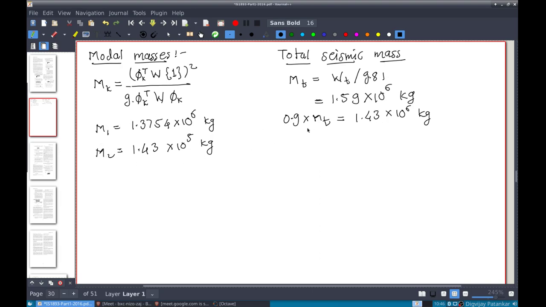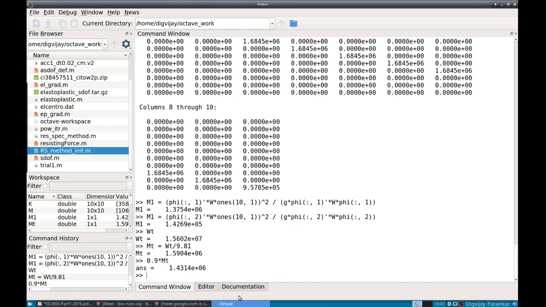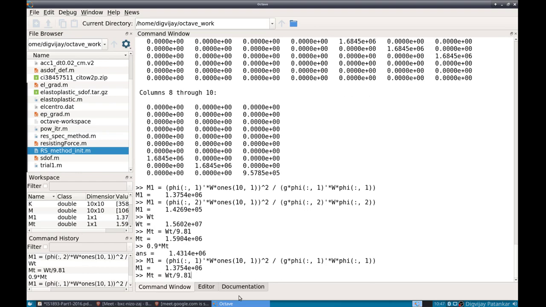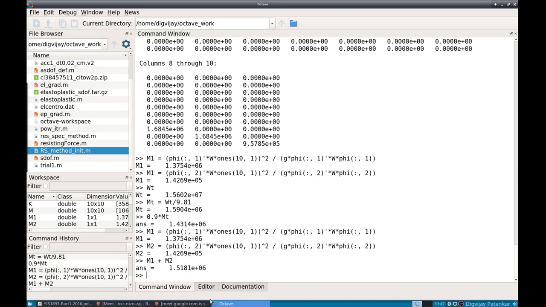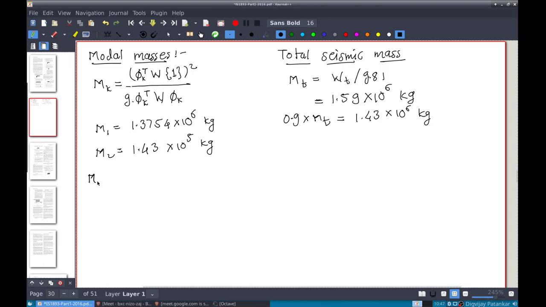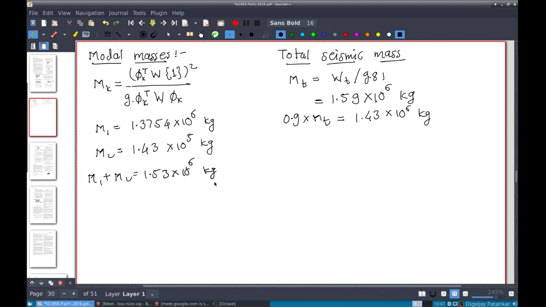So M1 plus M2, is it crossing this mass? Yes, sir, it's crossing. M1 we have this, and M2. So M1 plus M2 is equal to 1.53 into 10 to the power 6 kg. This is more than this. So now that's enough. As per the IS code recommendation, I can stop at mode 2 itself.